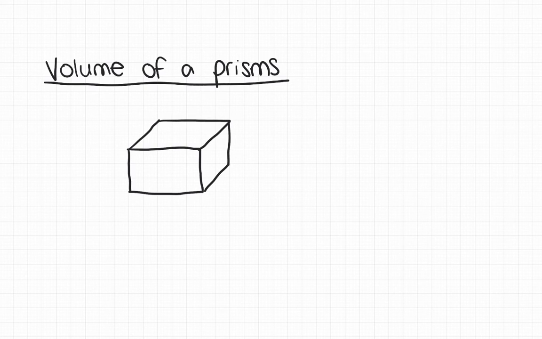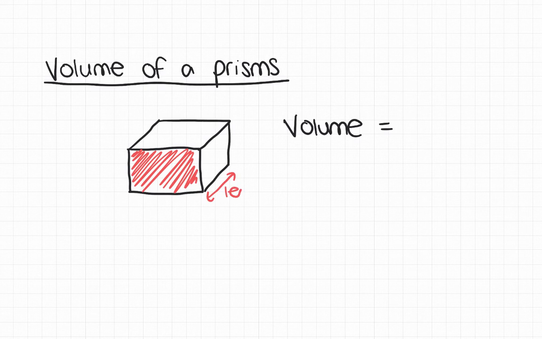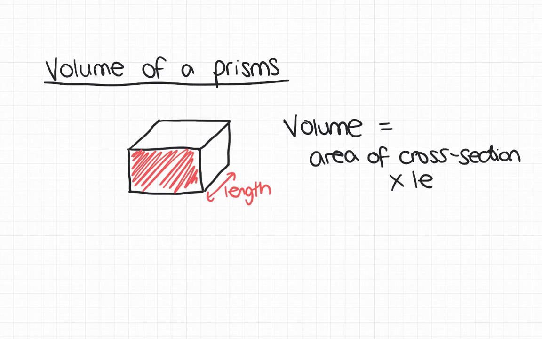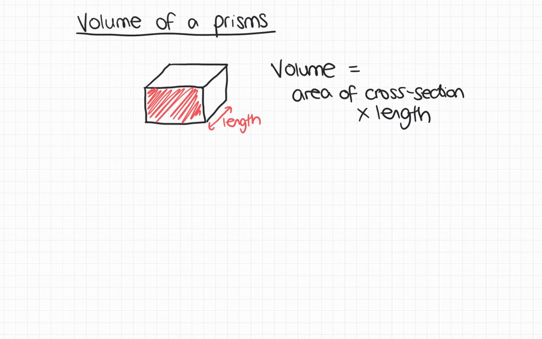Let's imagine it's a cuboid. The volume is simply the area of the cross section, so the area of kind of the front face, multiplied by how far that goes back, which we call the length. So for this one, the volume is equal to the area of the cross section, or the cross-sectional area, multiplied by the length. So the only formulas you need to know here are the same as the area ones.